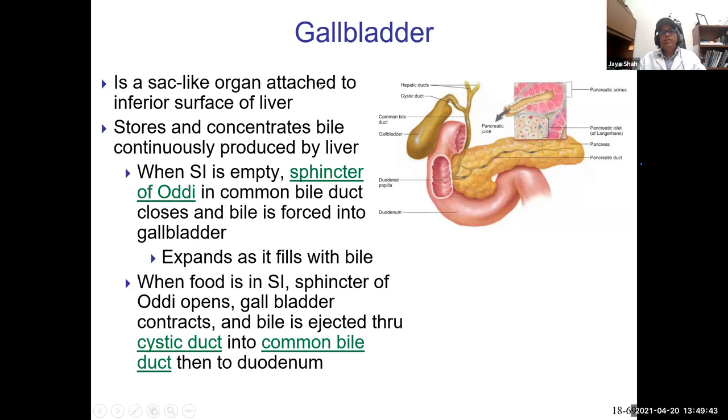Okay, so when you have fatty food, the gallbladder contracts. When you get fatty food in your duodenum, your small intestine wall produces a hormone called cholecystokinin. That cholecystokinin goes into the blood and then to the wall of the gallbladder, the gallbladder contracts, and then bile comes into your duodenum to digest the fat.